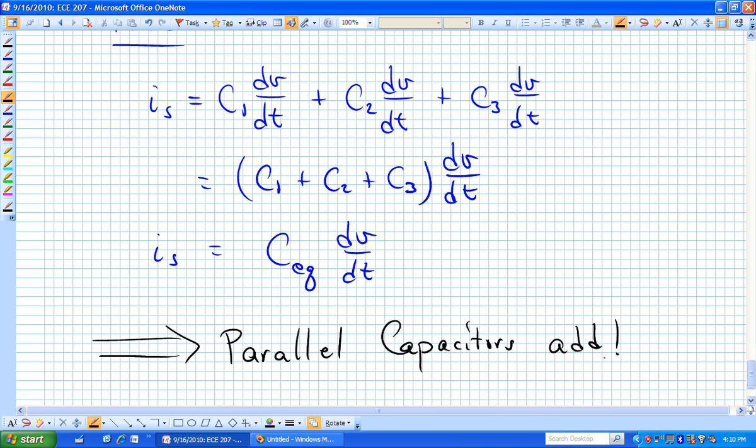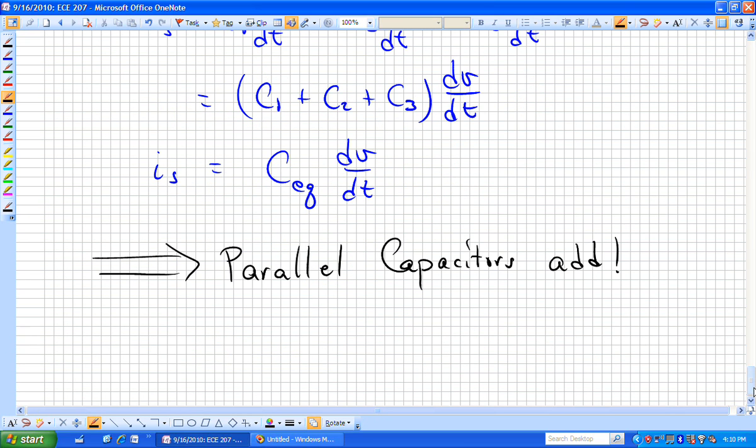That's not what happened to resistors, was it? We can't just add resistors that are in parallel. That's the difference. What configuration on our resistors is required so that we can add them? Series. Let's look at what happens when we have capacitors in series.